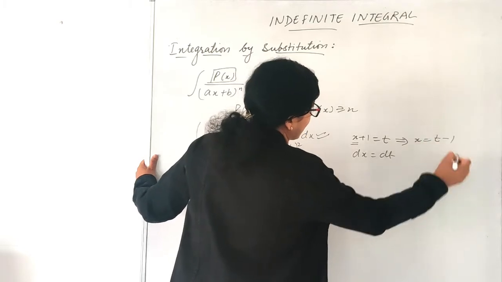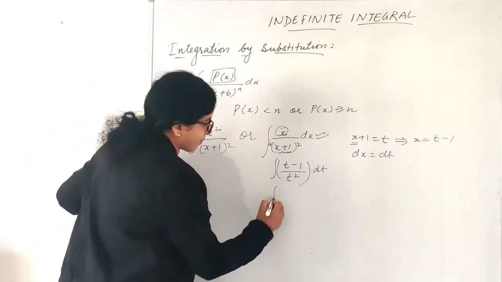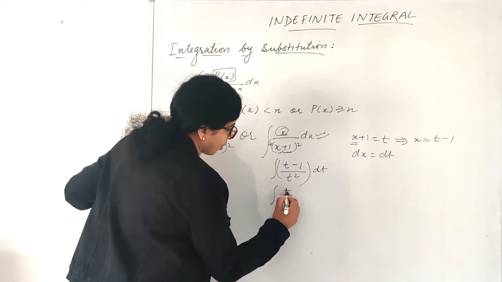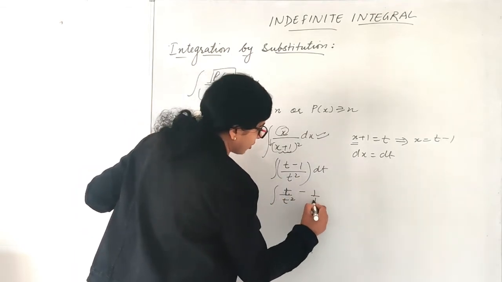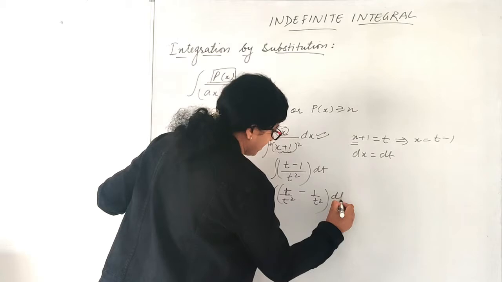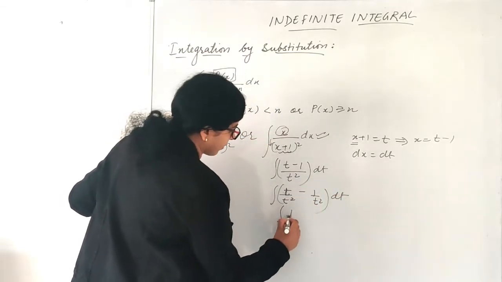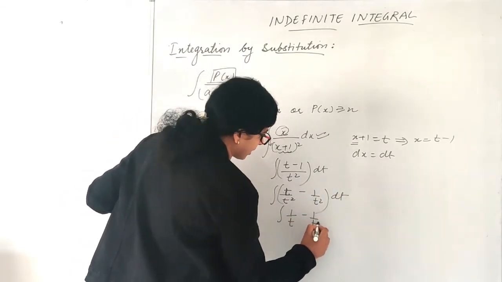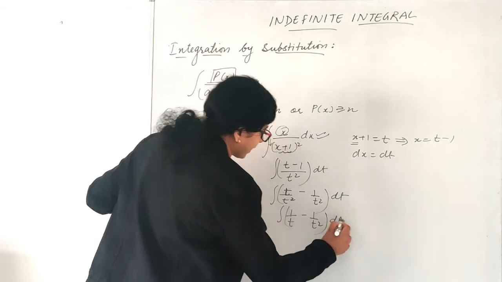It is coming t minus 1. Now we will separate it. So what? t upon t square minus 1 upon t square dt. So it will become 1 upon t minus 1 upon t square, right? Now I can directly solve this.